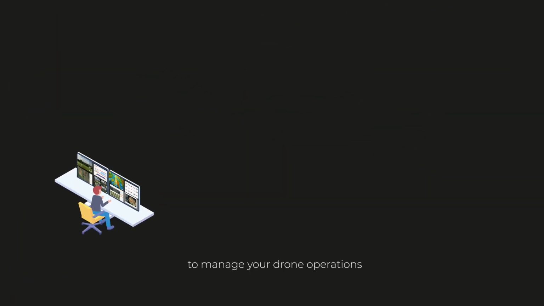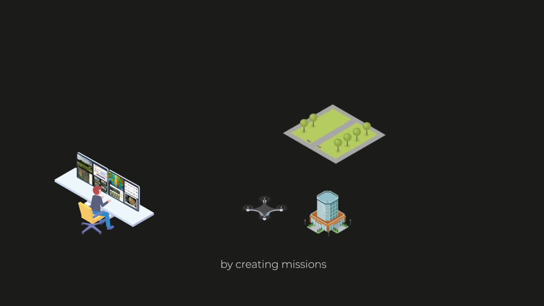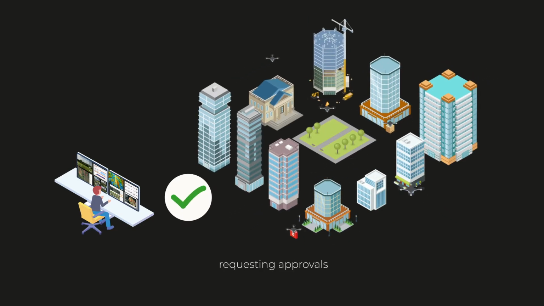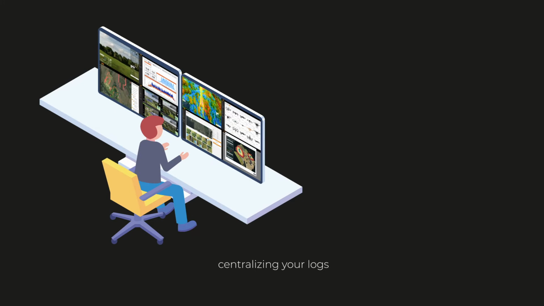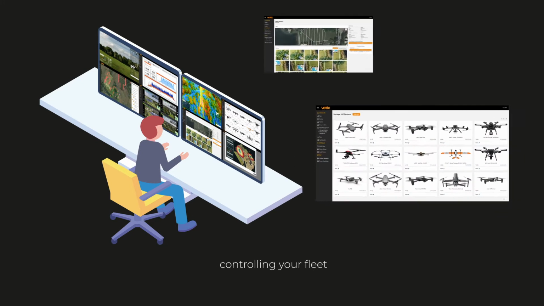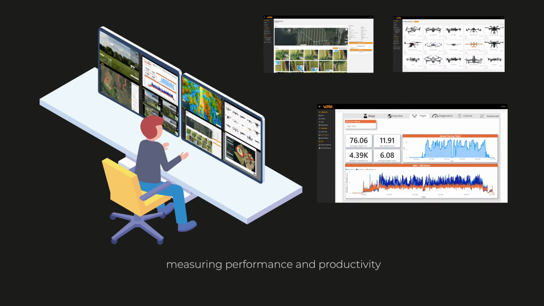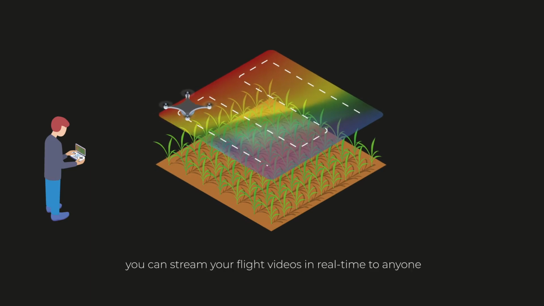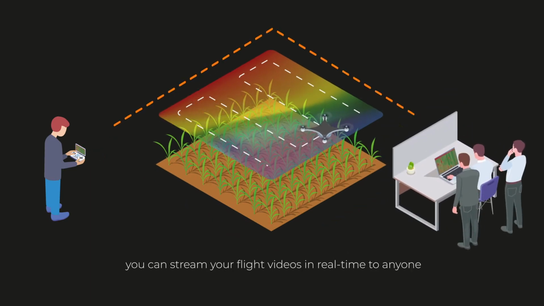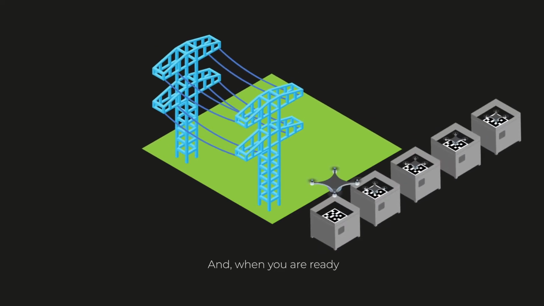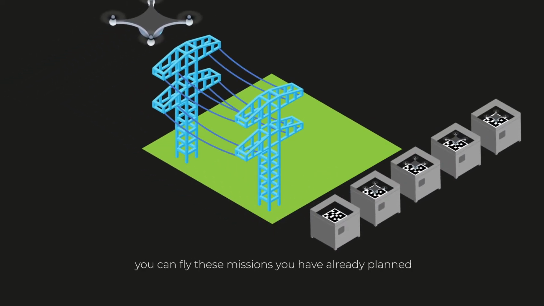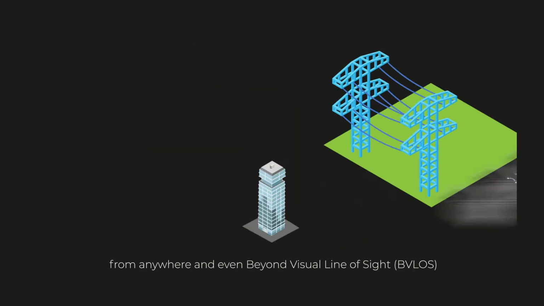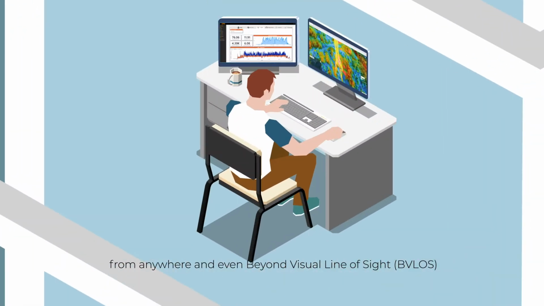Imagine if you had a system that you could access from anywhere to manage your drone operations. By creating missions, requesting approvals, centralizing your logs, tracking your flights, controlling your fleet, measuring performance and productivity. And at the same time, with just a click of a button, you can stream your flight videos in real time to anyone. And when you are ready, you can fly these missions you have already planned with any drone you already control, from anywhere and even beyond visual line of sight, without having to go to any other system.